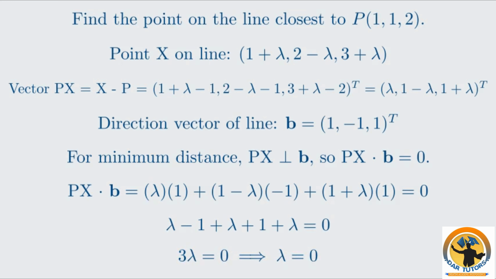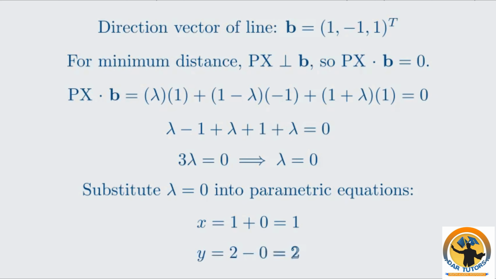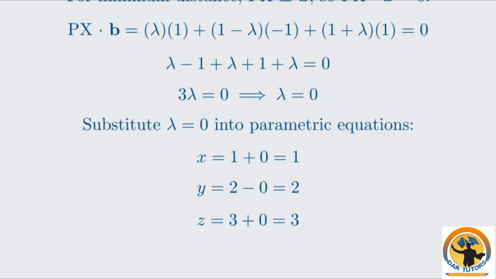To find the point on the line, we substitute lambda equals 0 back into the parametric equations. This gives us x equals 1, y equals 2, and z equals 3. The point on the line closest to P is (1, 2, 3).